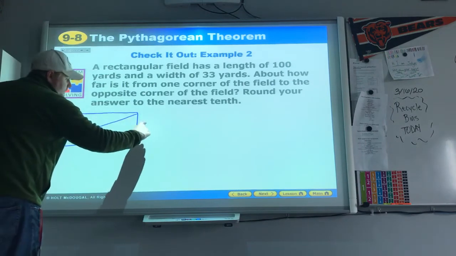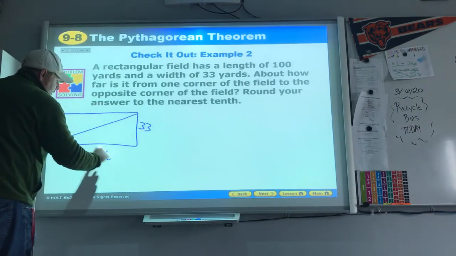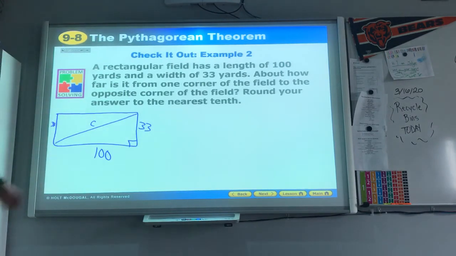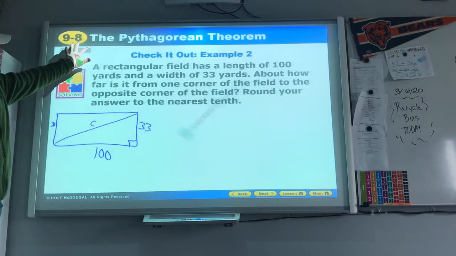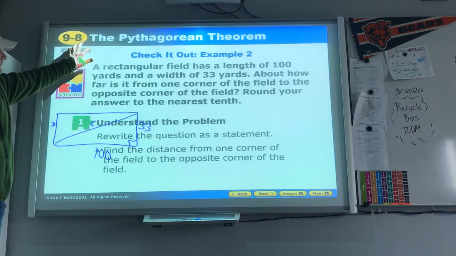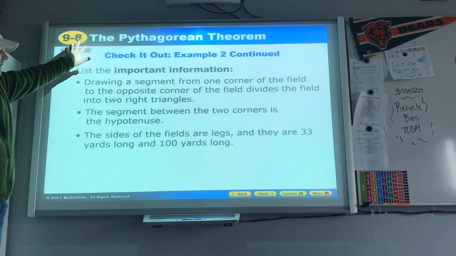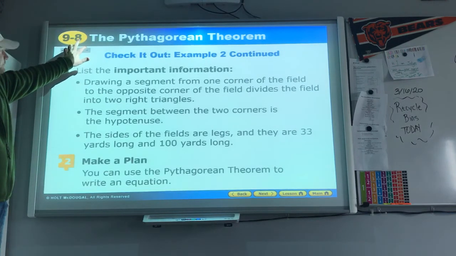33 by 100. A squared plus B squared equals C squared. I bet they do that. We figure out the pertinent information and we make a plan. Drawing a picture should be a big part of your plan. Draw it out there. Paper is cheap.